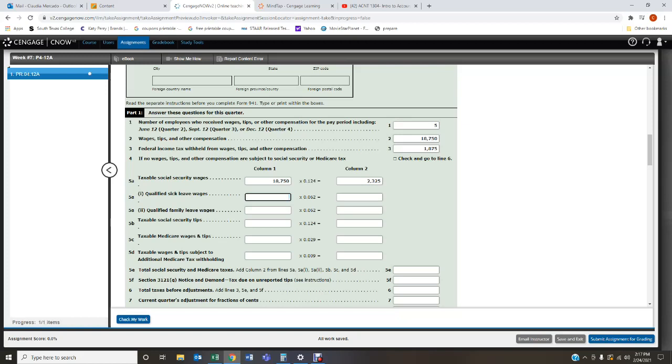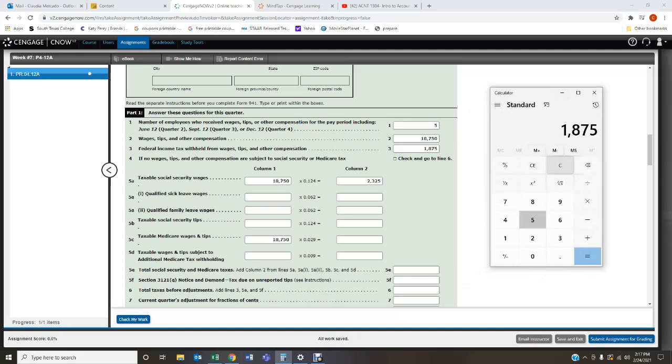Qualified sick leave, we didn't have any. We didn't have any of the qualified family leave wages. We didn't have any tips, so we can exclude that. Now we go to line number 5C. What are my taxable Social Security wages and tips? For Social Security purposes, we had wages of $18,750. And I'm going to multiply that by 0.029 and that gives me $543.75.